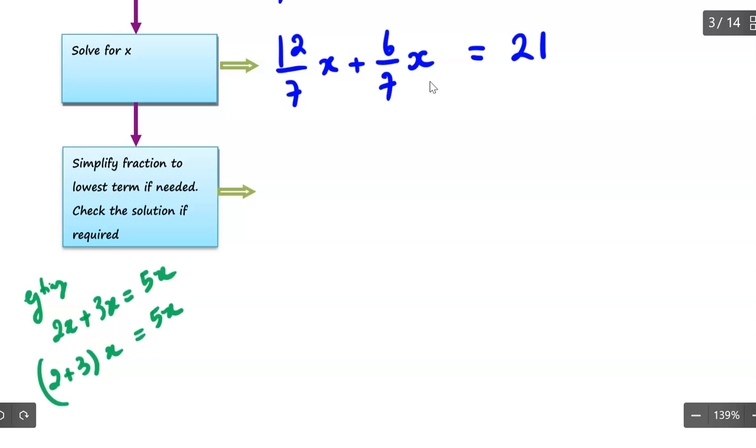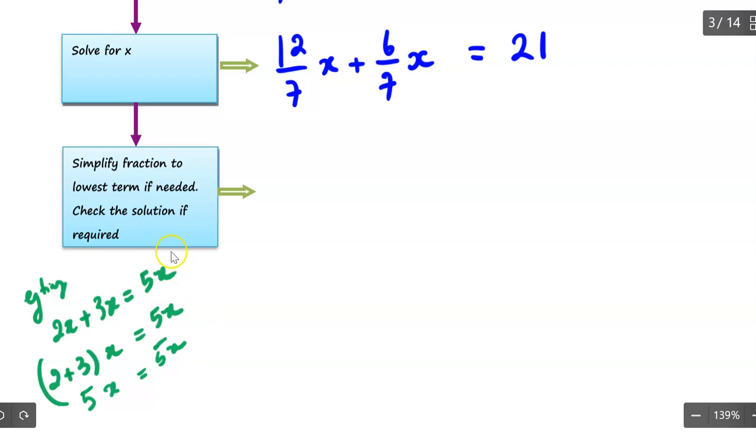Yes, I can, right? So 2 plus 3 times x is the same thing as 2x plus 3x, equal to 5x. So this adds up to 5 times x. This is in terms of notation. In terms of notation, you can take 2 plus 3, or I can write 2 plus 3 in brackets, and it still gives me 5x.